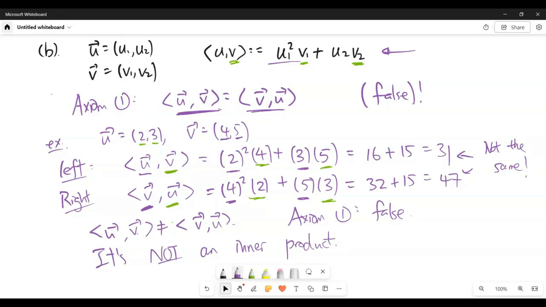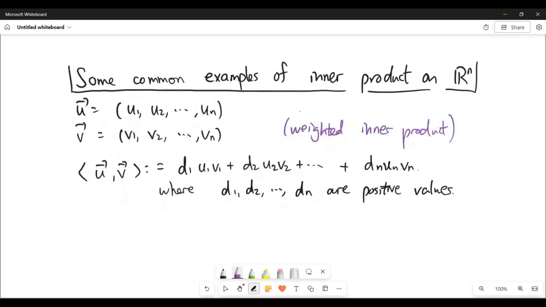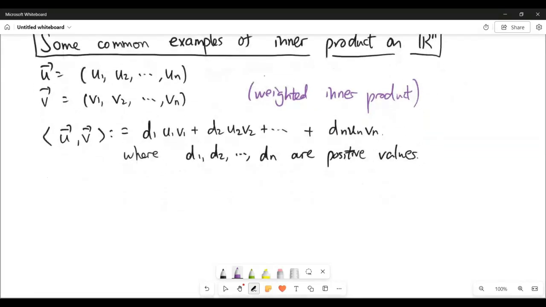So it may be a good time to ask yourself, what are the typical inner products we used to see? You can look at this page. This is a very common inner product, and some people call it the weighted inner product. Honestly, it is not totally different from the dot product we know, because if you look at this definition, there's a new term, d1, d2 up to dn, but these are just some constant numbers. But these numbers must be positive.